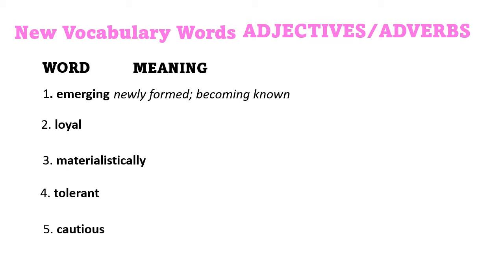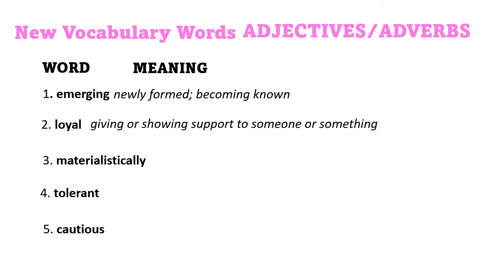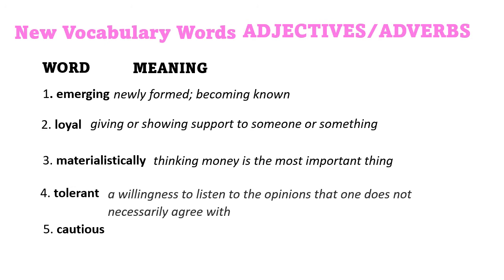Number 1, emerging, newly formed, becoming known. Number 2, loyal, giving or showing support to someone or something. Number 3, materialistically, thinking money is the most important thing. Number 4, tolerant, a willingness to listen to the opinions that one does not necessarily agree with. Number 5, cautious, careful to avoid problems or dangers.